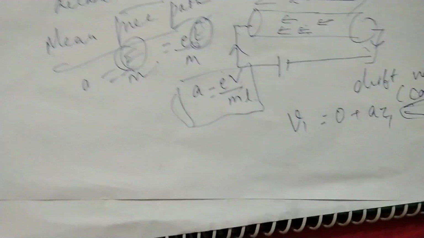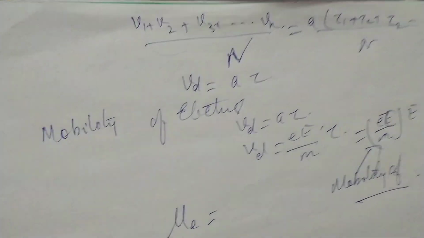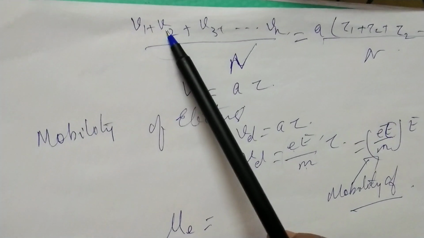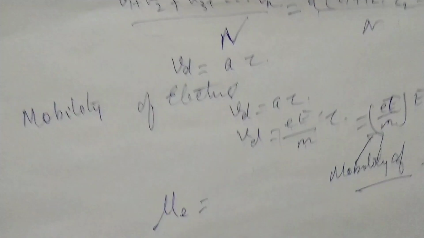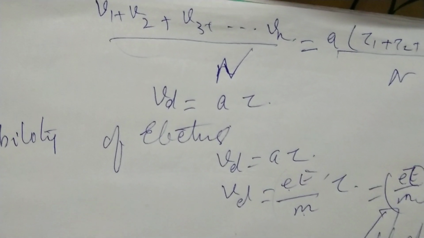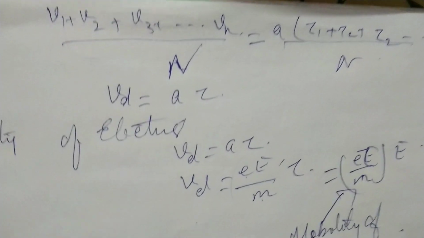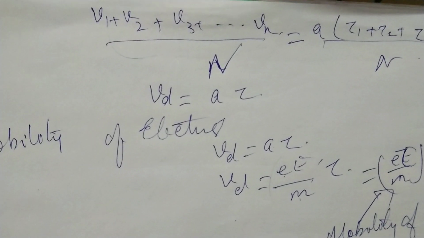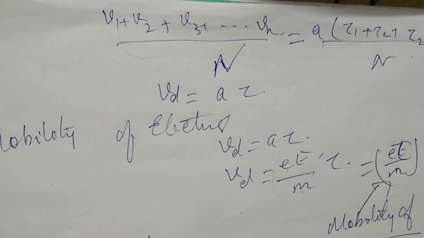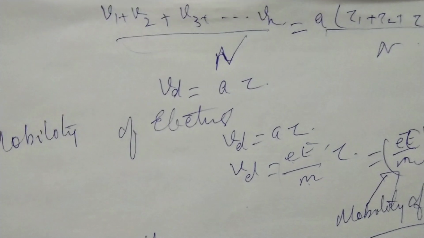So if we consider all the electrons, because there are so many electrons inside, let us assume that there are n number of electrons. For all electrons we have the general formula: v1 + v2 + v3 + ... + vn = a(tau1 + tau2 + ... + taun), divided by n. So this gives the idea of the drift velocity, that it is the average velocity of all the electrons, having that sort of constant value which we already stated. So this is drift velocity. Vd, v suffix d, becomes the drift velocity.